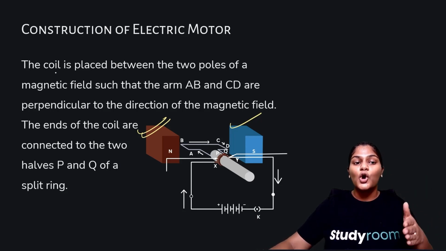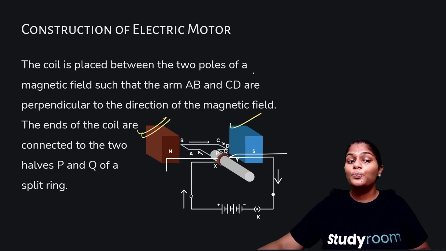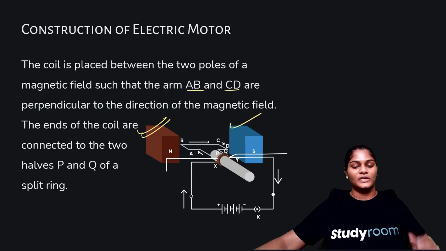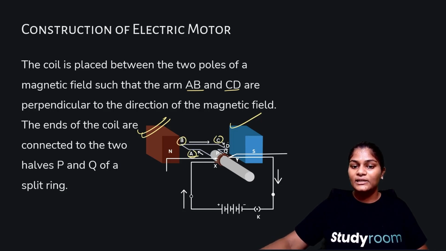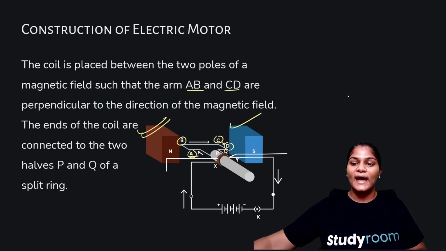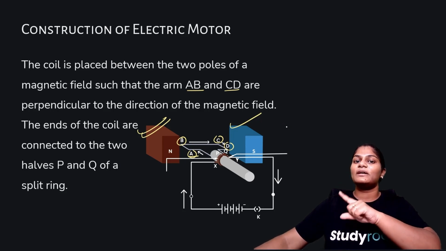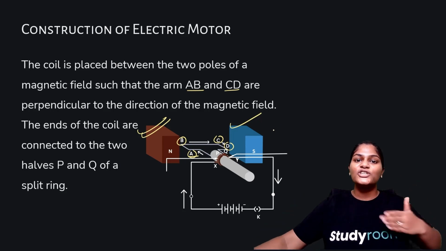So it says that the coil is placed between the two poles of a magnetic field such that the arms AB and CD are perpendicular to the direction of the magnetic field. Now, what coil are we talking about? Can you see here this A, B, C and D? These 4 points are actually this coil. So as I explain it to you, I will draw it side by side so that you can draw it with me and you have it clear in your head what each part is.